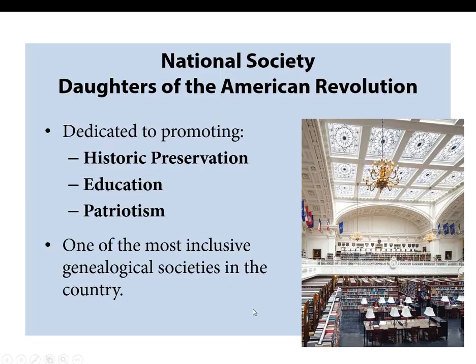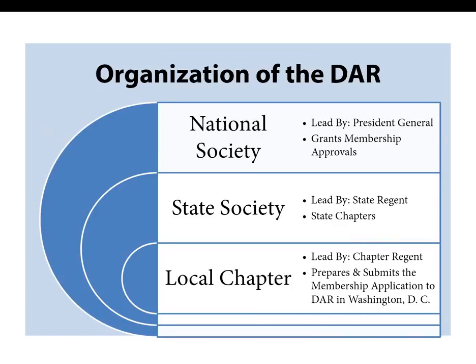The organization of the DAR is made up of the National Society, the state societies, and then local chapters. For prospective members, the first point of contact will be at the chapter level. They are responsible for helping you with gathering the necessary lineage and service documentation, and then drafting your membership application. They do not approve your membership. That is done at the national level. At the chapter level, it is led by a chapter regent, and your application will be compiled and drafted there.